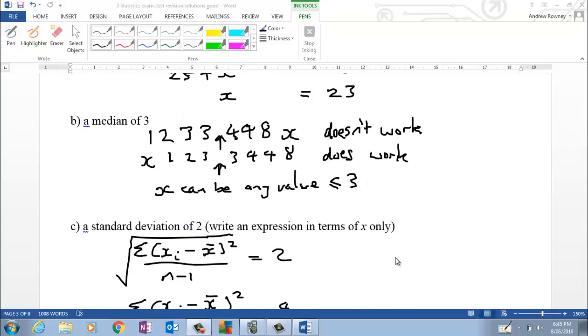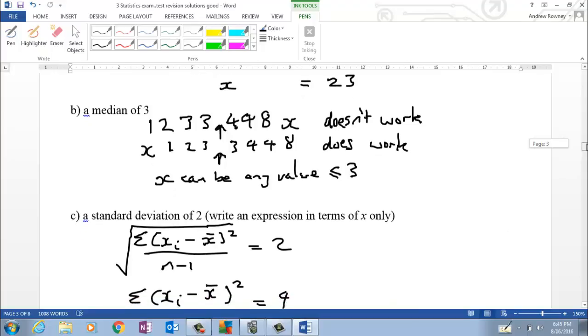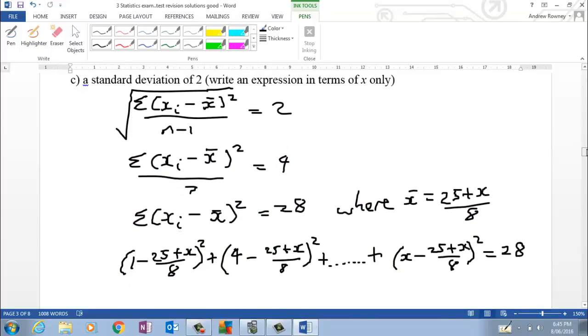The next one, we've got to get a standard deviation of 2. So we write the formula down with the summation sign, sigma, and we place in for n 8, there's 8 values, 8 take 1 is 7, and we square both sides, so 2 becomes 4 and we lose the square root. Then we times both sides by 7, so we get 28, 7 times 4 is 28, and so we have this value, the summation sign, equaling 28.